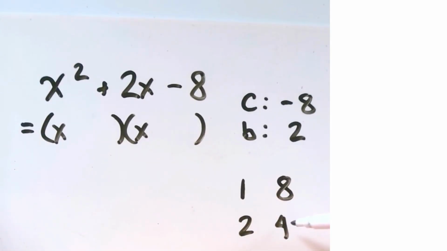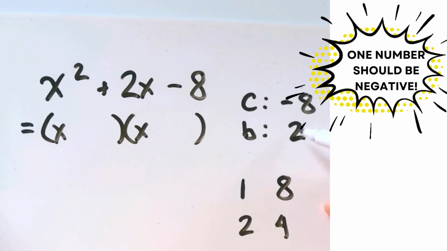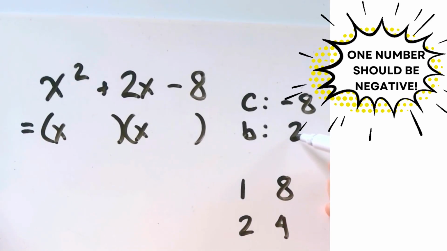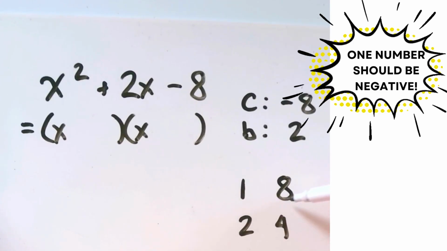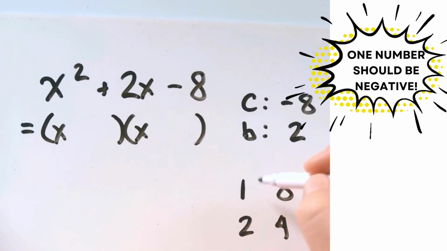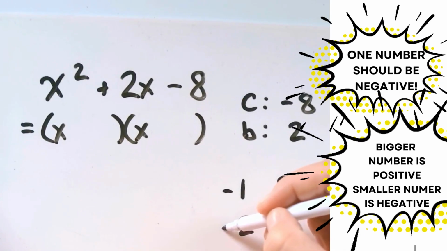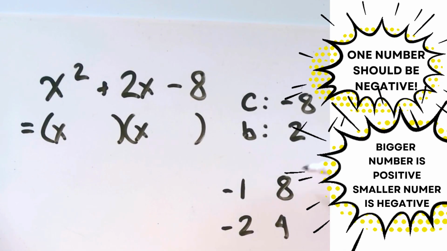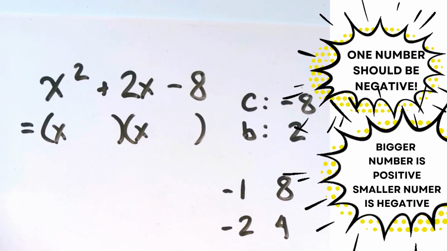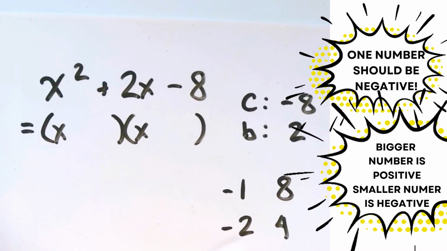So none of these, when I add them, give us 2. However, none of these, when I multiply them, give us negative 8. That's because one of the two numbers has to be negative. And because they have to add to positive 2, I know that the bigger number out of the two will be positive, and the smaller number out of the two will be negative. So I'm just going to write a negative in front of the smaller of the two numbers. Negative 1 plus 8 will not give me positive 2, but negative 2 plus 4 will.